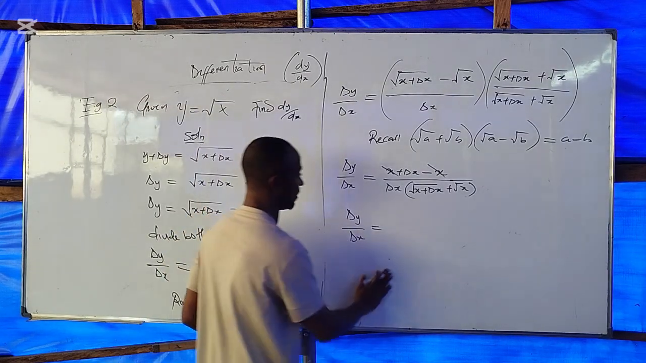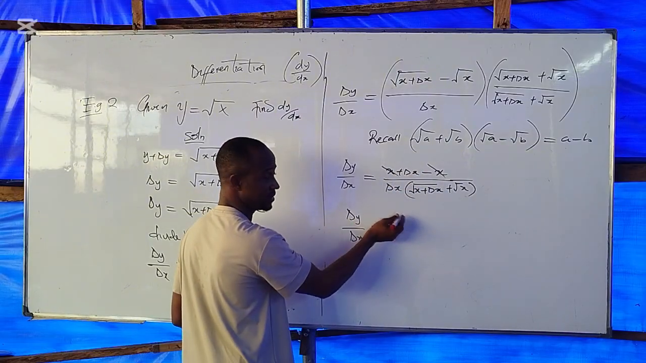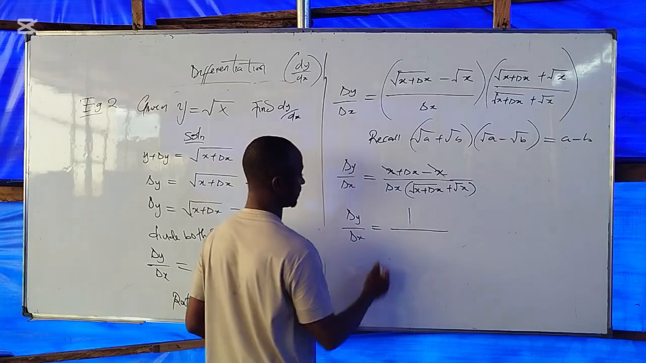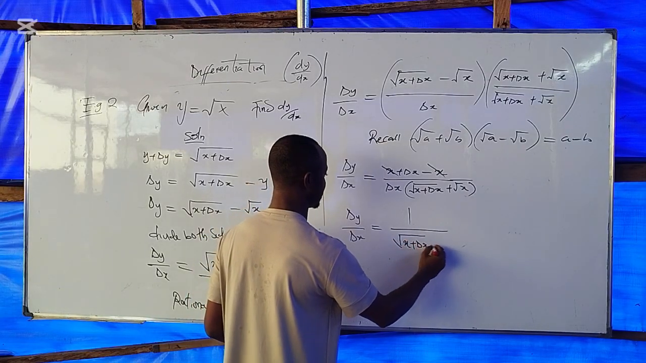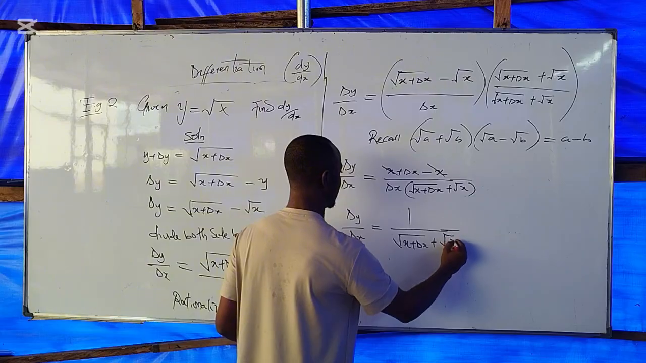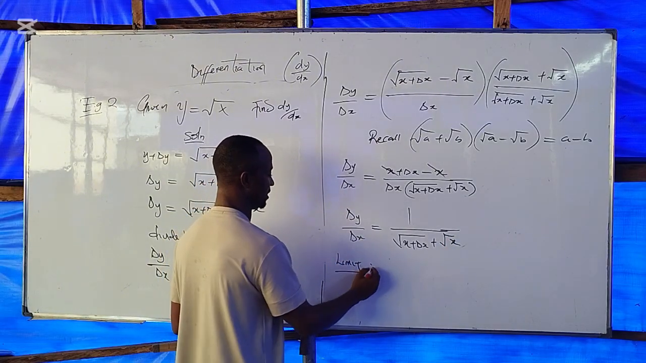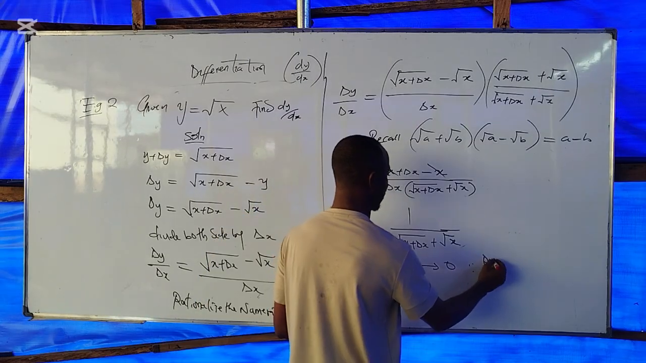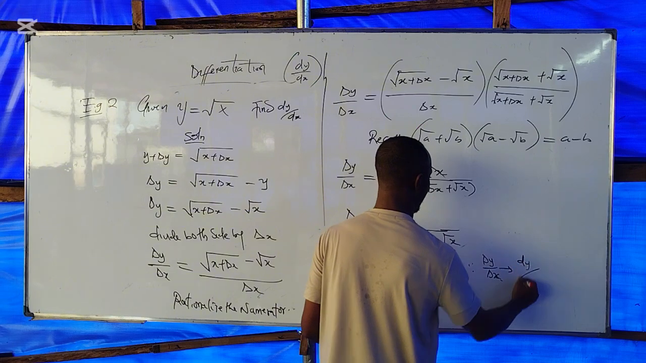Okay, watch this, please. From here too, if this should cancel this, can this also go with this? Okay, then remaining what here? 1 divided by square root of x plus delta x plus root x. Then I can now take my limit. Limit says, as delta x is approaching 0, delta y over delta x must approach dy/dx.